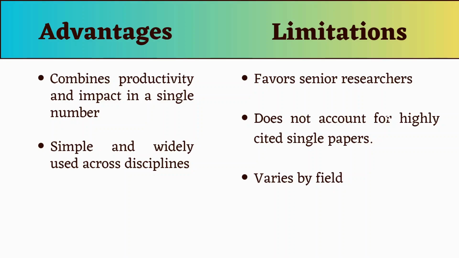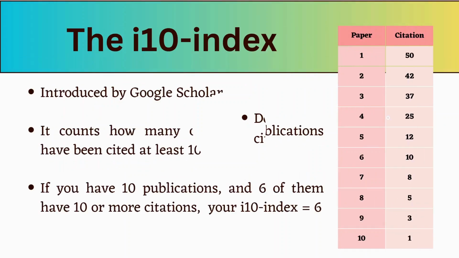Meaning, if a researcher has one paper and it got 1 citation, then the H index will be 1. If a researcher got 2 papers and his first paper got 1000 citations and his second paper has no citation, in that case also the H index will be 1. Third limitation is it varies by field. A good H index in humanities may be small in science.